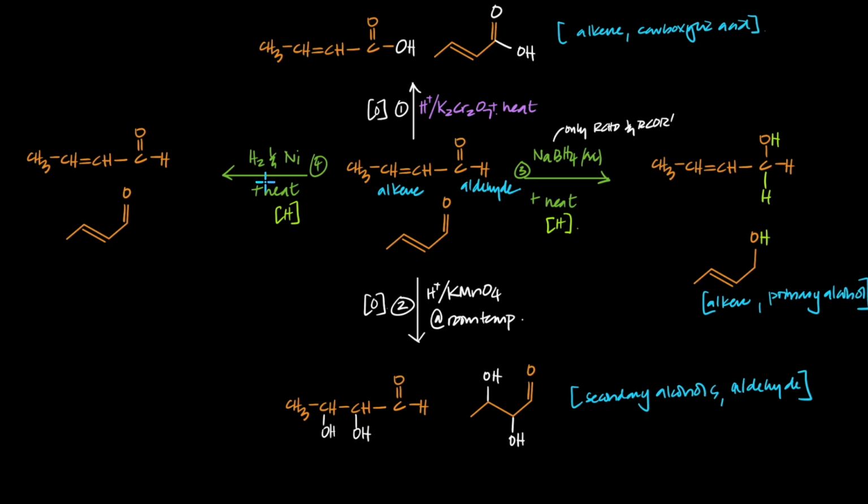And reaction number 4, hydrogen and nickel will both reduce the alkene and the aldehyde. So what will happen to the alkene is the double bond will get 2 extra H's. It will become CH2s. You won't have the double bond in the skeleton anymore, and the aldehyde will become CH2OH. 2 H's will go there. So 4 hydrogen atoms are being attached here. And the double bond will break, and now you have an OH.